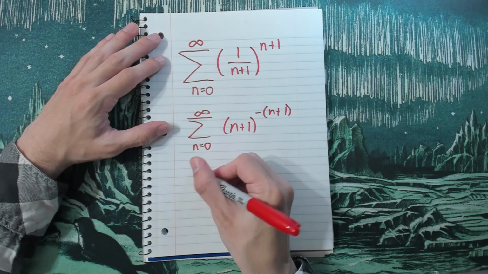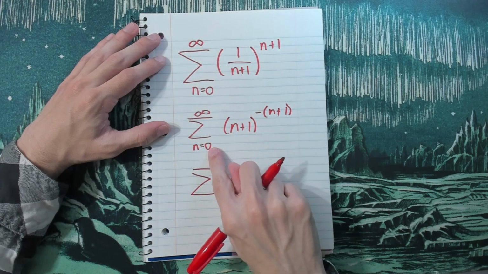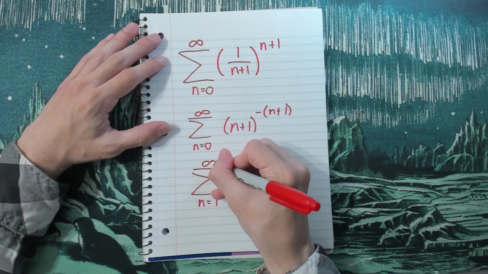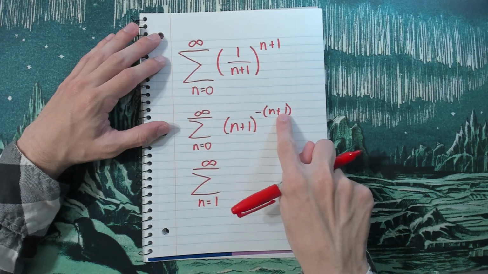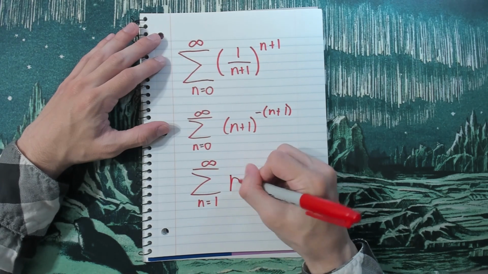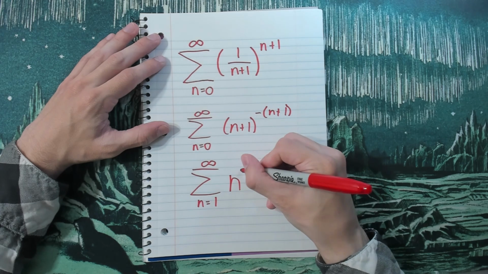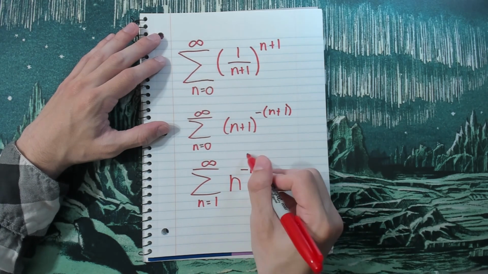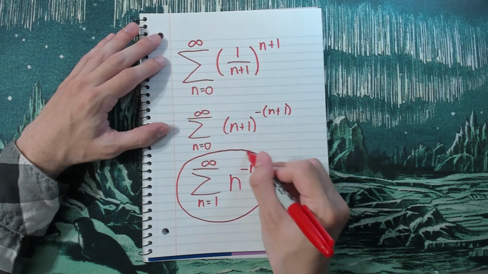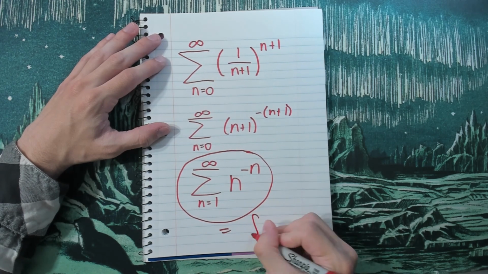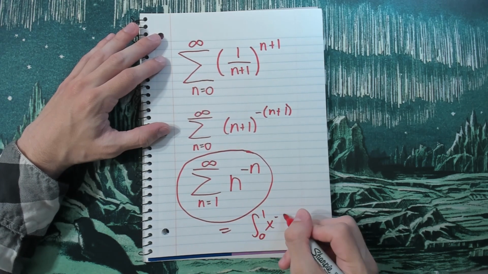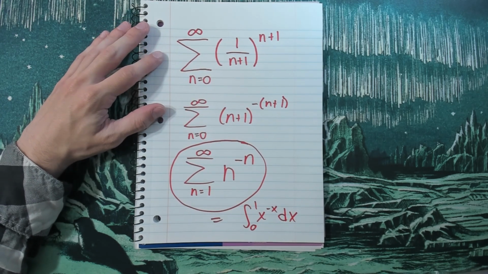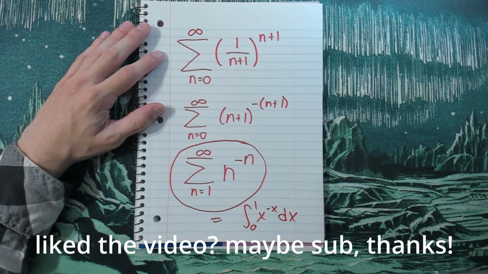And then what I can do is I can just change the lower bound to n equals 1. But to compensate for that, I'm going to have to reduce these by 1. So now n plus 1 minus 1 just gives us n, and this n plus 1 minus 1 just gives us n. And this is what we were looking for. So this whole thing is equal to the integral from 0 to 1 of x to the negative x dx. It's a very cool identity. It's called the Sophomore's Dream.